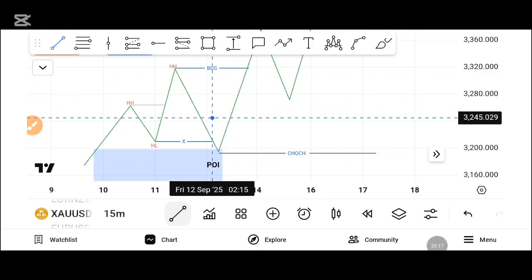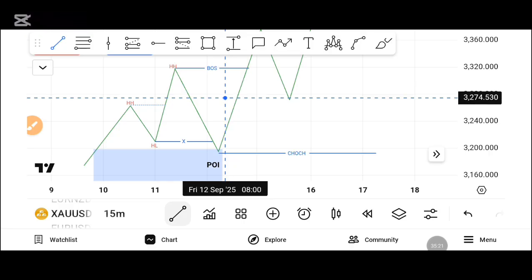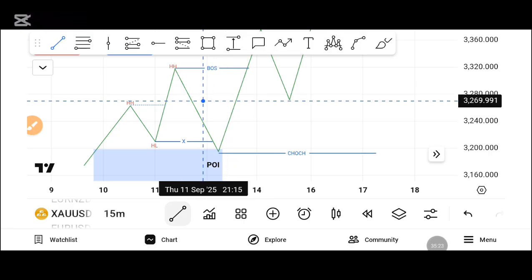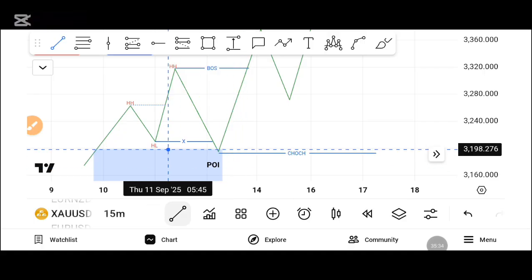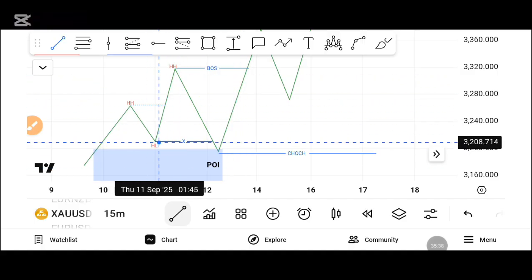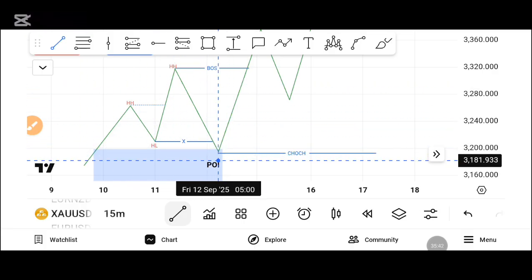But this is an advanced part, and you will need to adapt to it. This is an advanced market structure mapping. This is why it's called the major market structure mapping. So in this major market structure, we want to see this higher low taken, and mitigate our POI here.